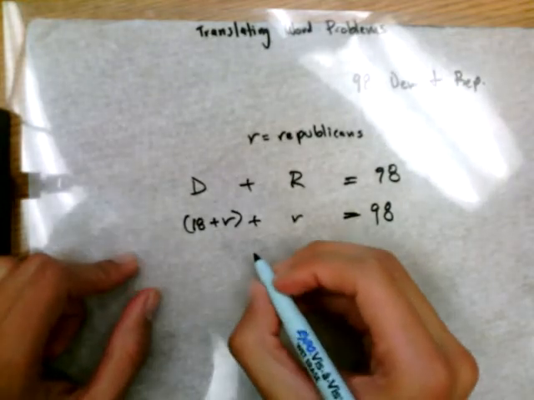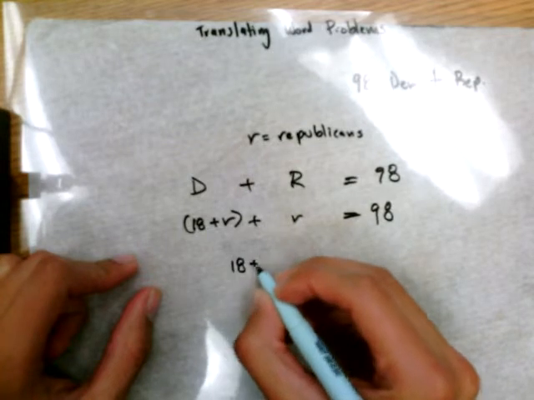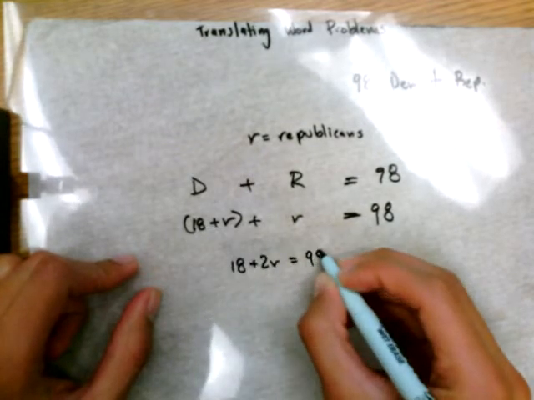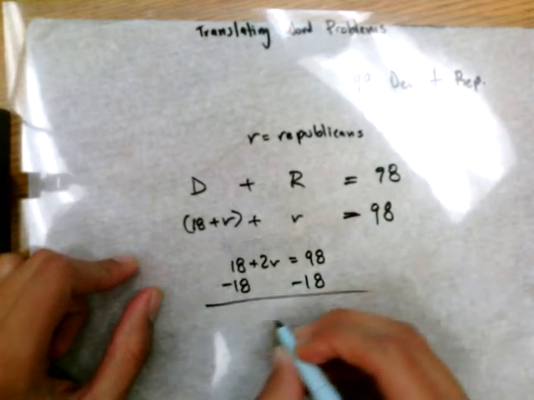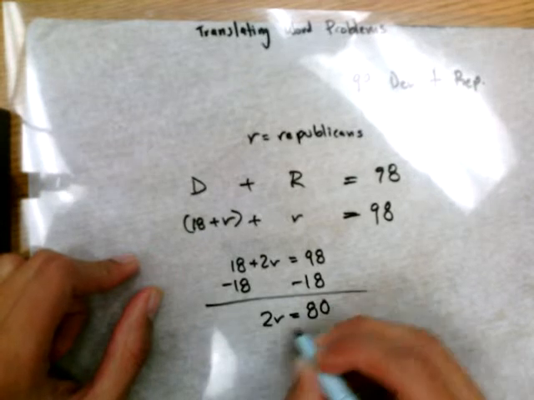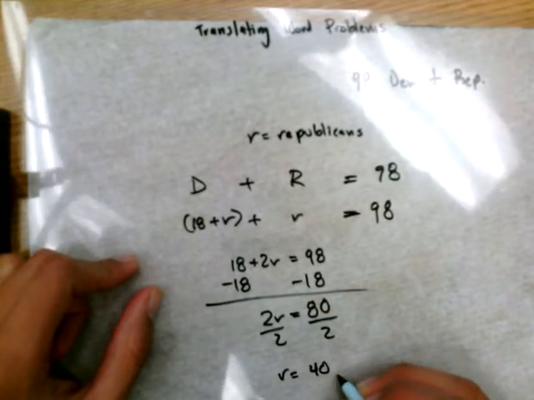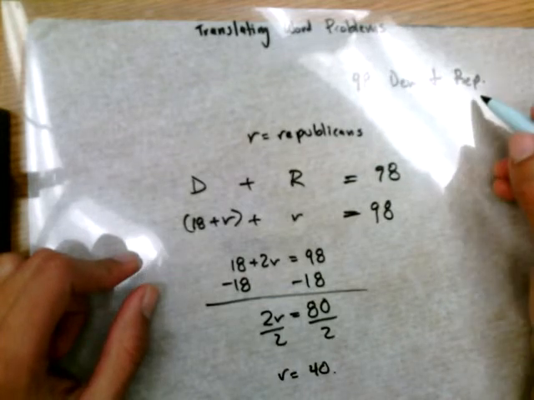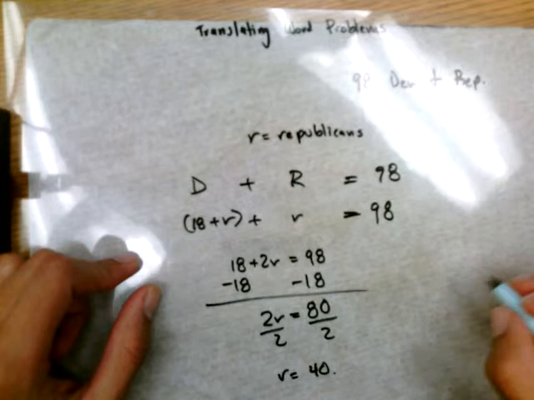Now from here we just want to solve this problem, so we'll begin by combining like terms. We have 18 plus 2R is equal to 98. Subtract 18 from both sides to get the variable isolated, we have 2R is equal to 80. Divide by 2, divide by 2, we have R is equal to 40. So that means that there are 40 Republicans and then there are 58 Democrats.